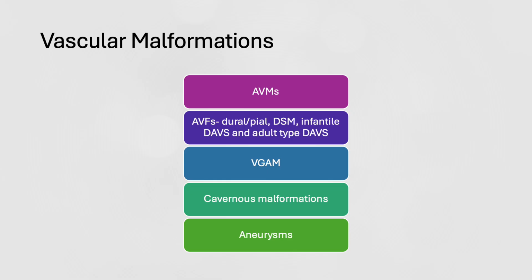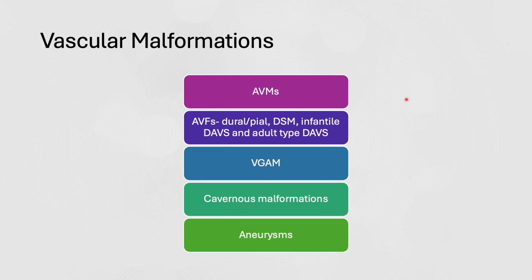So what are the different types of vascular malformations that we know of? There are AVMs, AVFs, which can be dural or PL, DSMs, which are dural sinus malformations, VGAMs, or abnormal connections of the median prosencephalic vein with the arterial system, cavernous malformations, and aneurysms.